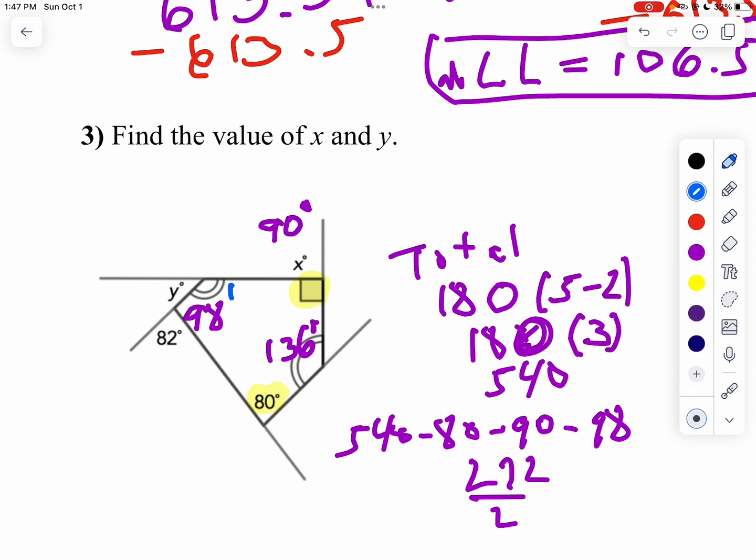So we know this angle next to y is 136. So then to find y, we go 180 minus 136. And 180 minus 136 is 44 degrees. And now we get that for a solution to number 3.